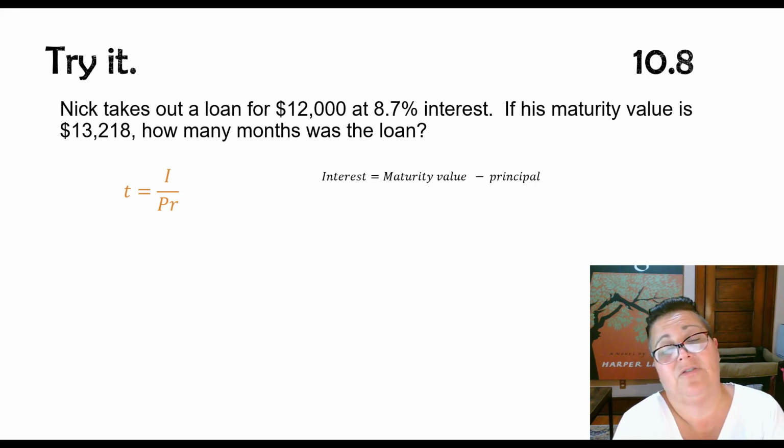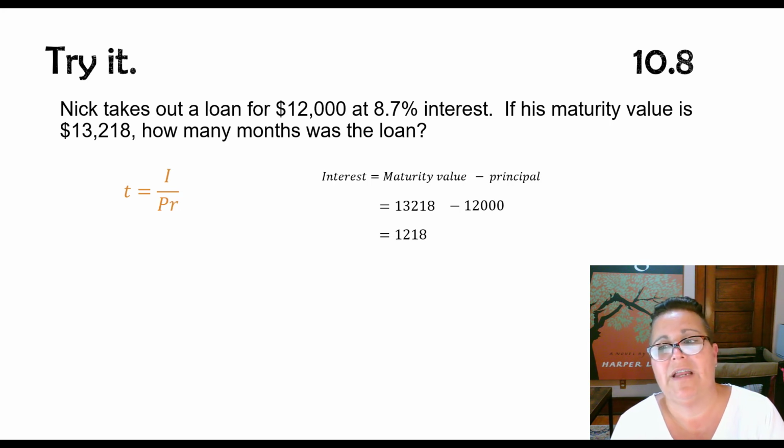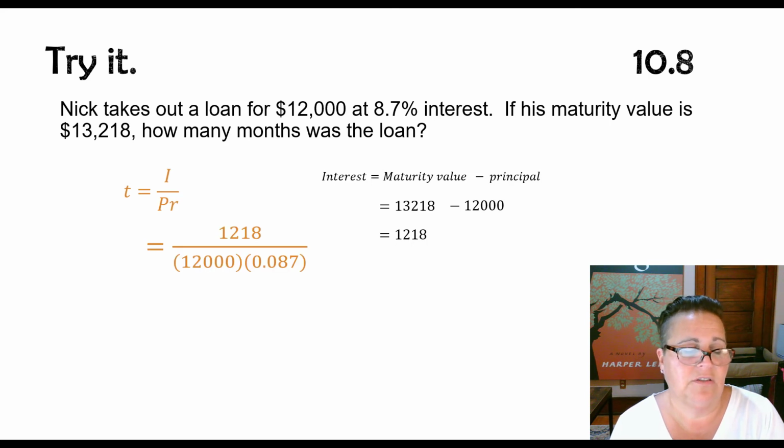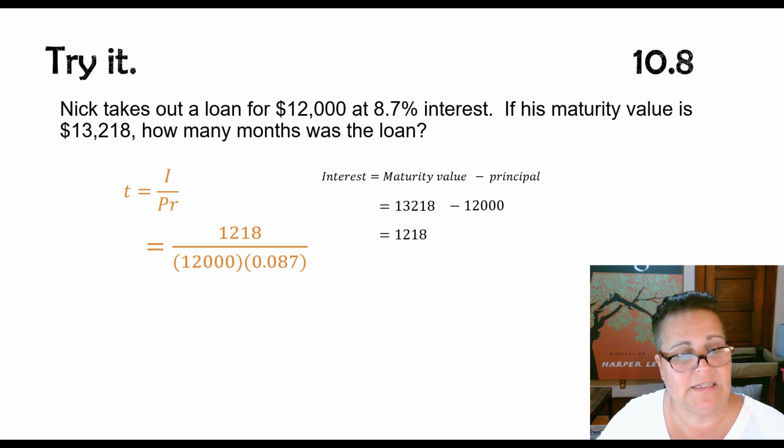So I can use that interest is maturity value minus principal, or $13,218 repaid, right? Minus the $12,000 that Nick initially took out, gives me $1,218 in interest. So that means my formula substitutions would be the 1,218 divided by 12,000 times 0.087. And I want to make sure to do the 12,000 times 0.087 together. So I'm either going to put that in parentheses, or I'm going to calculate just that piece and then plug that number back in.